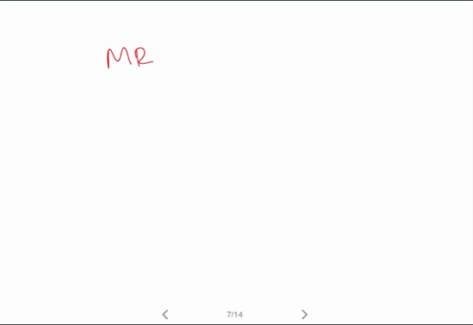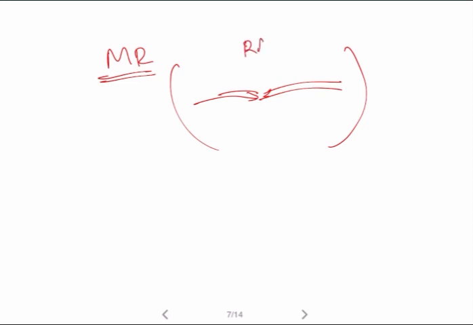So this is a pan-systolic murmur. This is because of the valve between the left atrium and left ventricle.